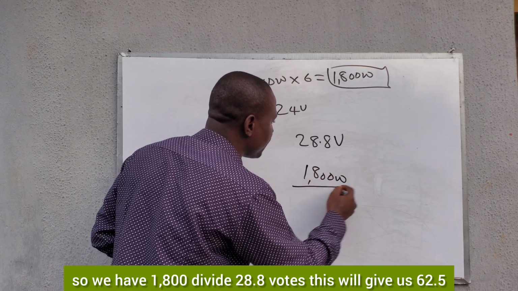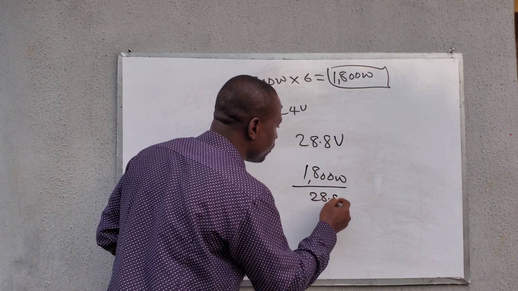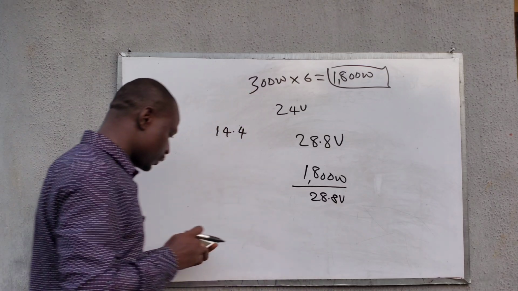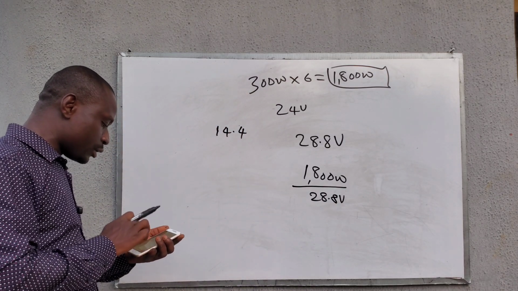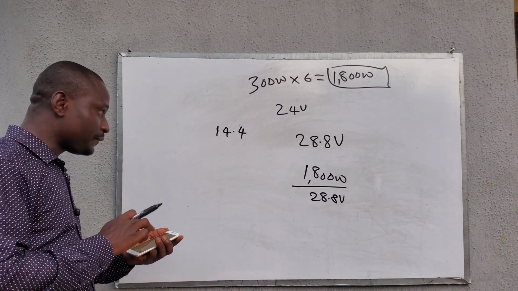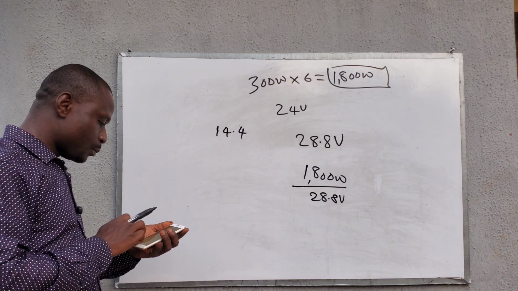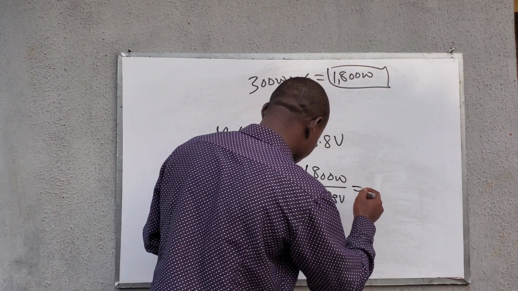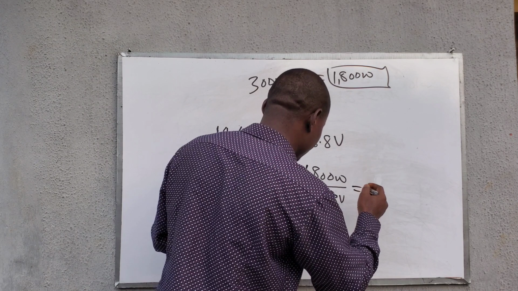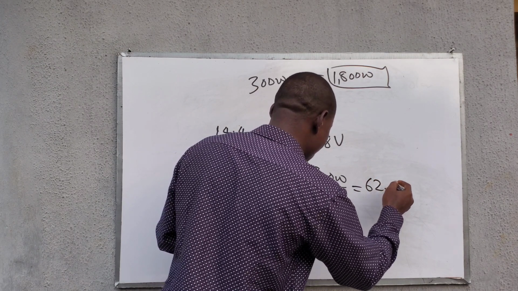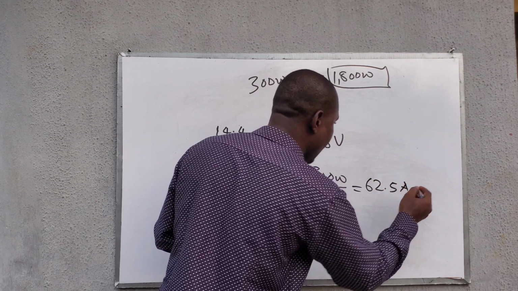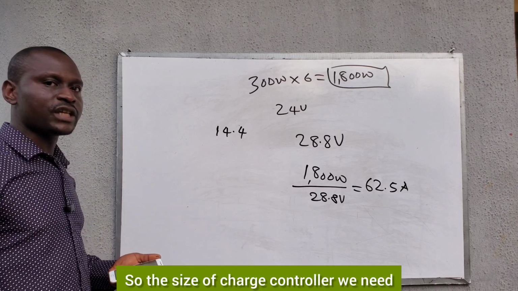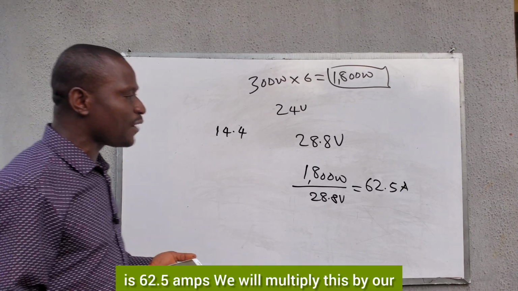So what we are going to do is 1,800 watts divided by 28.8 volts. This will give us 62.5 amps. So the size of charge controller we need is 62.5 amps.